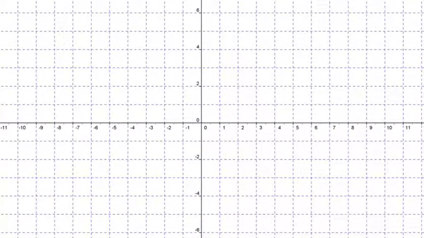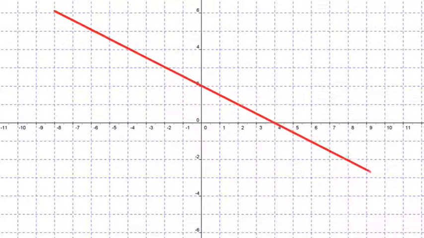My trusty coordinate plane. Okay, here we have a line. Now the question is, what is the b of this line? I'm not asking for the slope. I'm asking for the b. What's the b? The y-intercept. What's the y-intercept of the line?